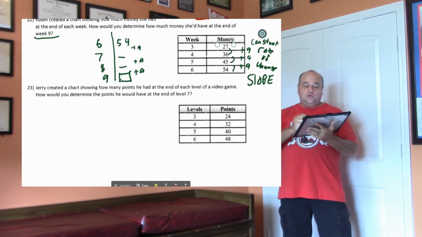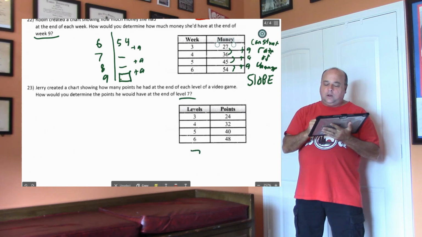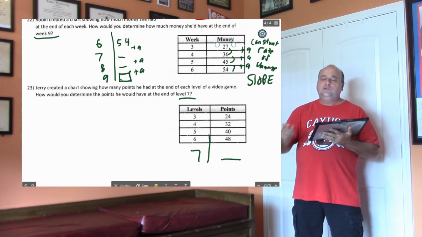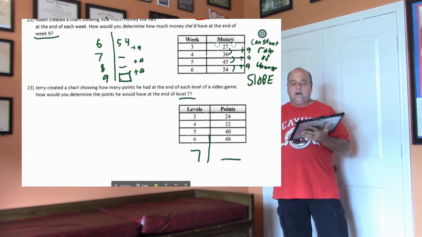Okay, same thing on 23. This will be easier because we only want 7, right? So find out what that 7th is and write it down.